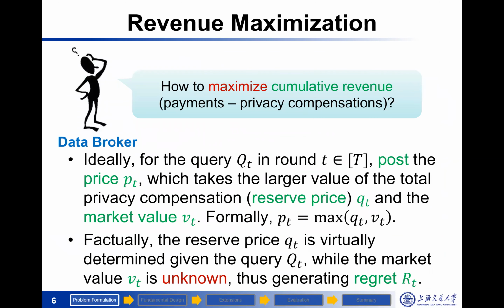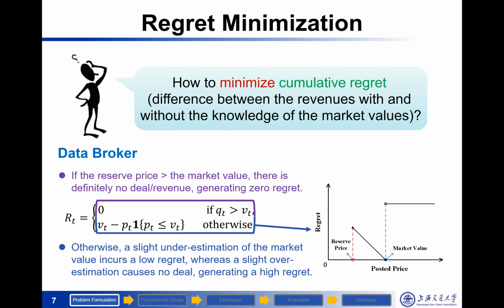In this work, we consider how the data broker can maximize the cumulative revenue, which is defined as the difference between the payments charged from the data consumers and the privacy compensations allocated to the data owners. Ideally, for the query Qt in round t, the data broker should post the price Pt, which takes the larger value of the total privacy compensation Qt and the market value Vt. Here, the total privacy compensation works as the reserve price of the query. In fact, the reserve price is virtually determined given the query, while the market value is unknown, thus generating regret Rt at the data broker. Now, the revenue maximization problem is converted to minimizing the cumulative regret.